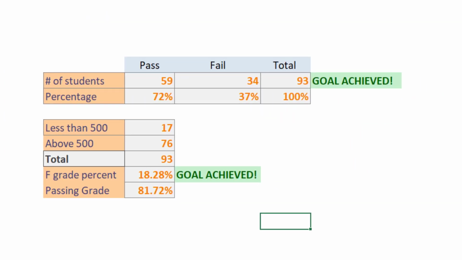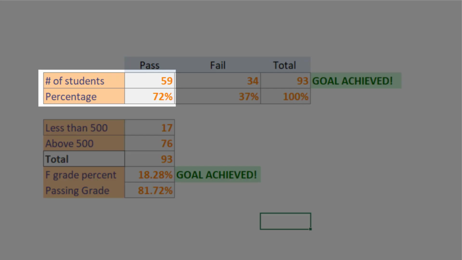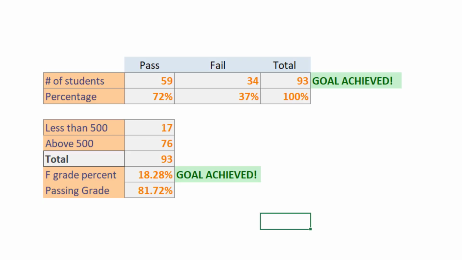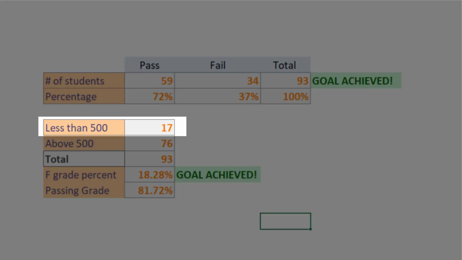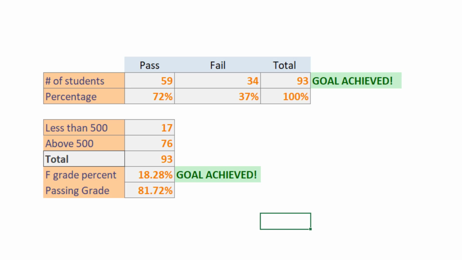Through 4 classes and with 93 students, 59 of them, or 72% of the total number of students, scored a 70% or higher to receive their Microsoft Office Specialist Certificate in Excel. Also, the number of students who scored less than 500 out of 1,000, or less than 50%, was just 17 of our 93 students, or 18%.